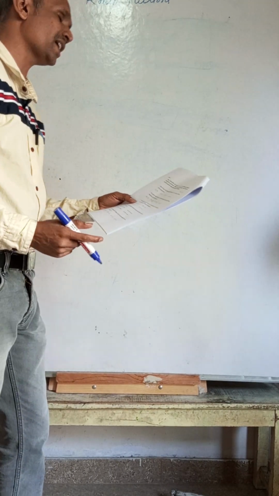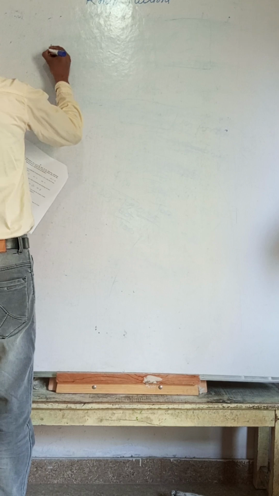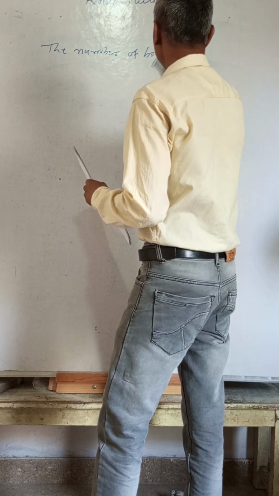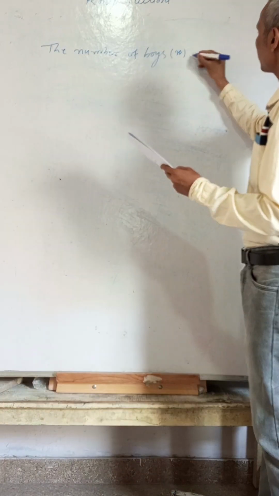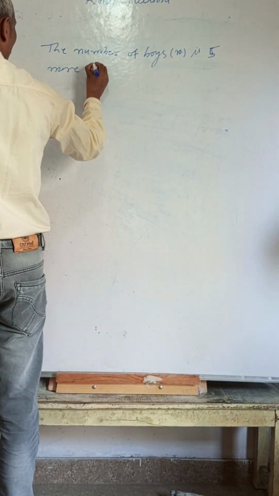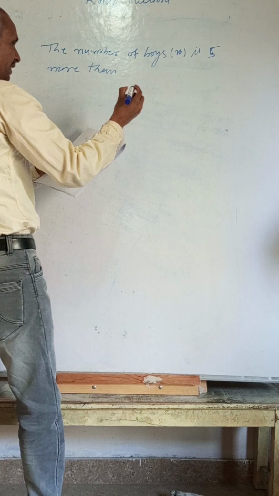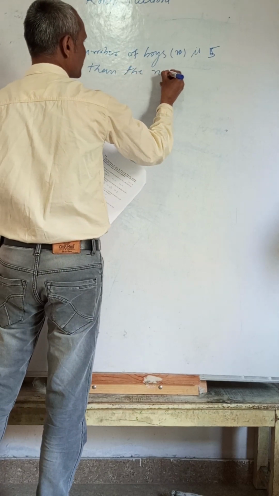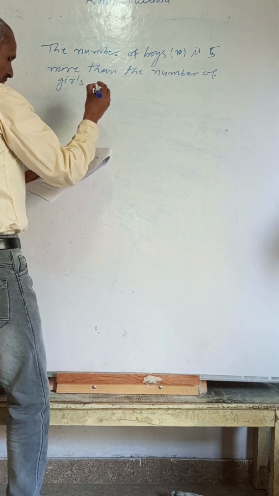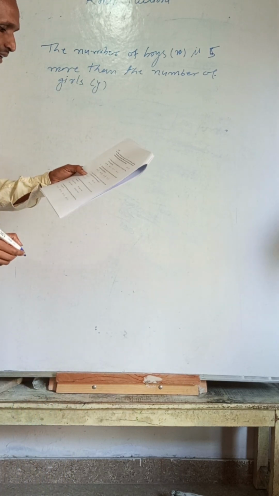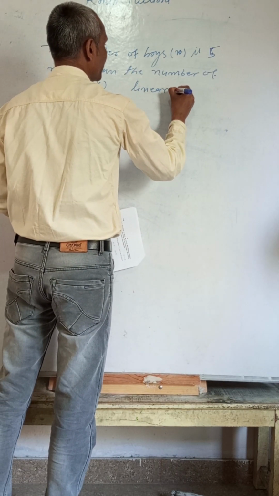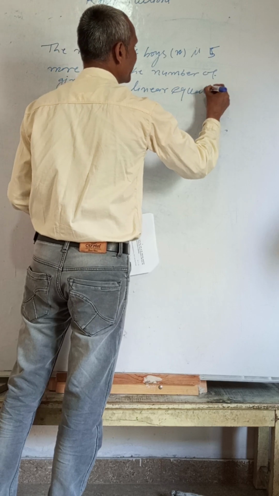Now question number 3. In a class, the number of boys, that is given as x, is 5 more than the number of girls, that is given as y. Then what is the linear equation? It is asking for the linear equation.